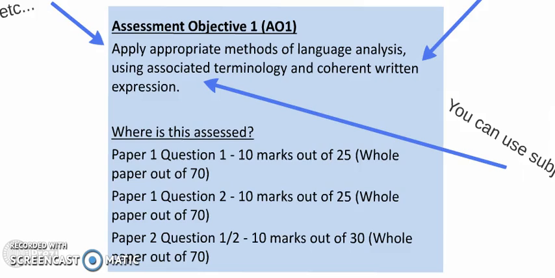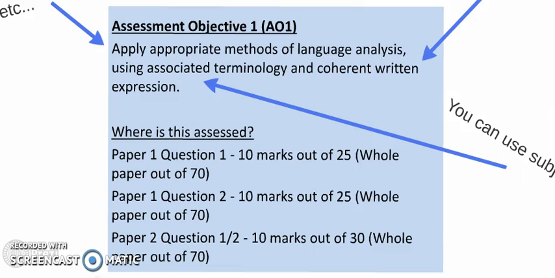So I would say what that is as a percentage, but off the top of my head, I'm not 100% sure, around 12% sort of mark. Paper 1, question 2, 10 marks out of 25. Again, question 1 and question 2 are very similar, so they're just looking at different texts. And then the third time it's assessed, it's in paper 2, and it's your choice between question 1 or question 2, and there's 10 marks out of 30, so that's a third of that question. So assessment objective 1 is assessed quite often.